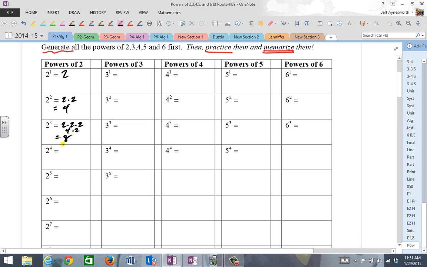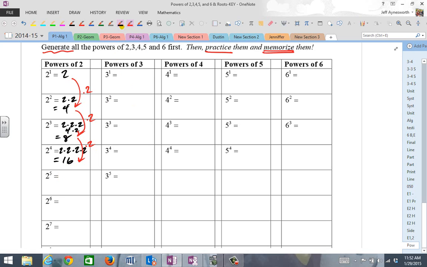So 2 to the fourth is 2 times 2 times 2 times 2. Well, that's 8 times 2, or 16. You've got to multiply the previous one by 2. So times 2 here, times 2 here, times 2 here. 8 times 2 is 16, times 2 is 32. This is either called powers of 2 or the doubling. 16 times 2 is 32.